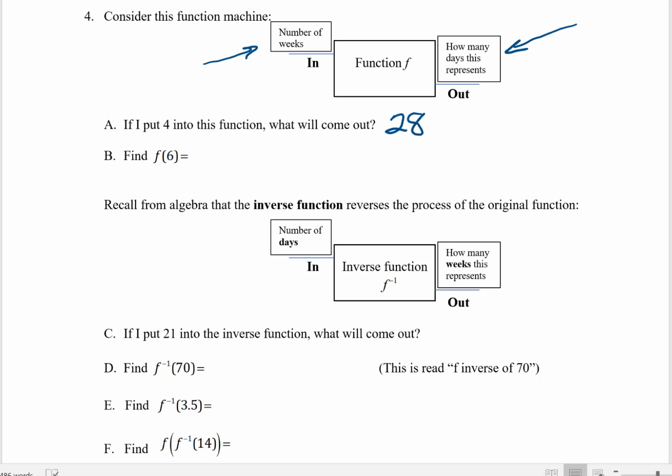Find f of 6 means put 6 in, that would be 6 weeks. What's going to come out? 6 times 7 would be 42 days coming out.